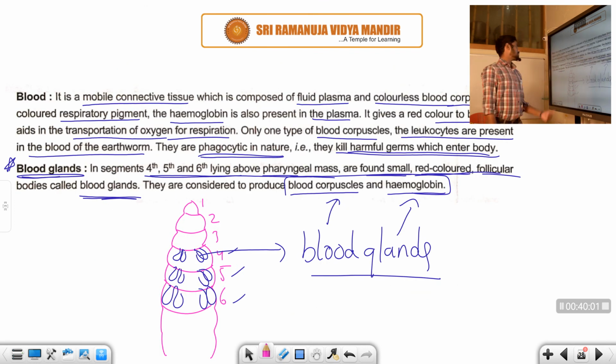At the same time, the function of the blood glands: the 4th, 5th and 6th segments have blood glands. They are responsible for blood corpuscles and hemoglobin. I hope you understood today's class.